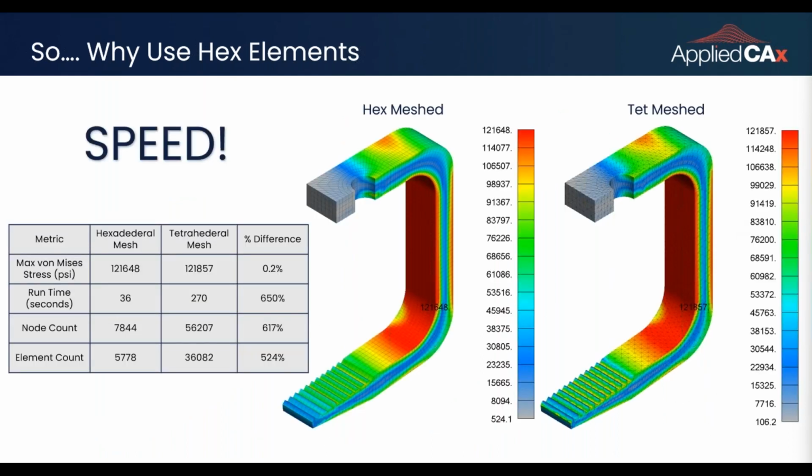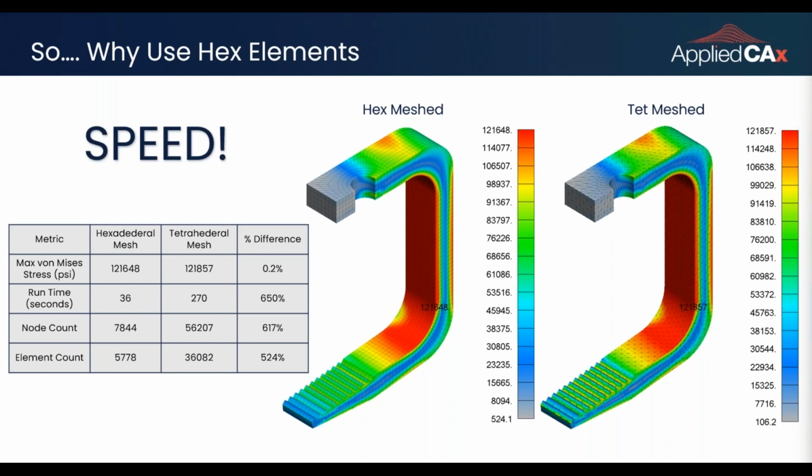And you can see on the left with the hex mesh, we have a really nice structured hex mesh. And on the right, you have a similarly sized TET mesh. And the difference in the max von Mises stress is 0.2%, so essentially no difference in stress. The difference in runtime for these two parts is 650% different. The hex mesh runs in 36 seconds. The tetrahedral mesh takes 270.